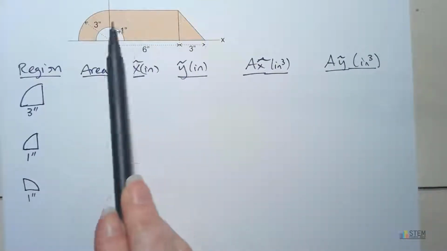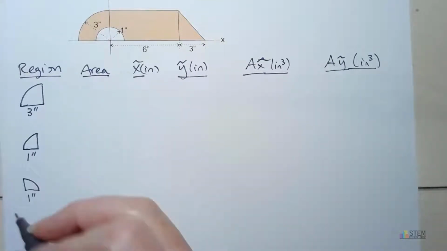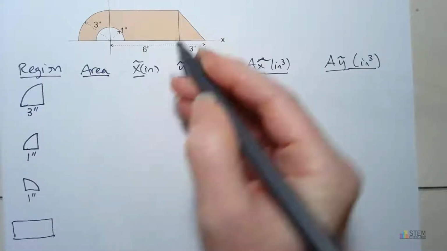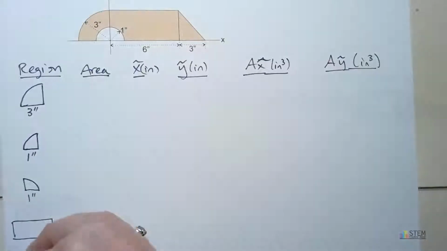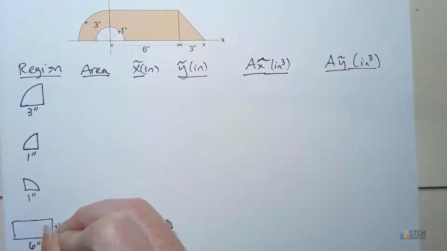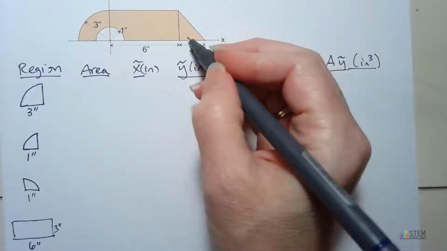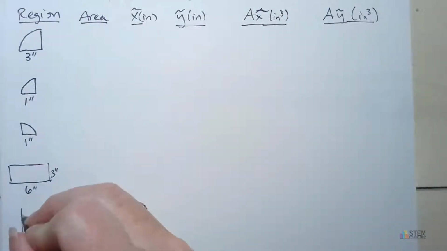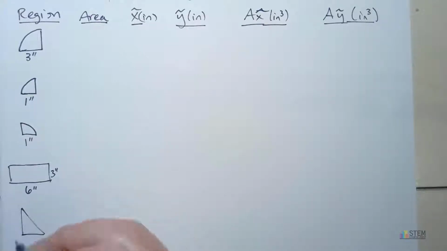What about this big rectangle? That's a pretty obvious shape. Let's pull that out. That length is 6. This right here is 3. So that's a 6 by 3 rectangle. And then finally we've got a triangle here. So that's going to be our last one. This is 3, and that's 3. Alright, we have 5 shapes.